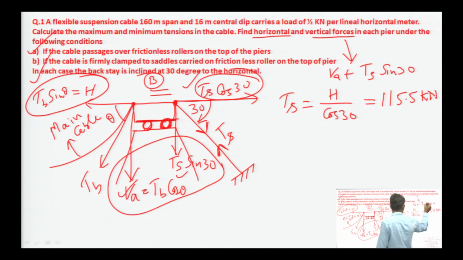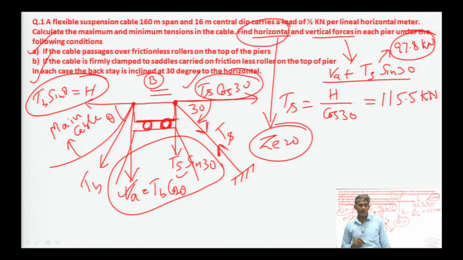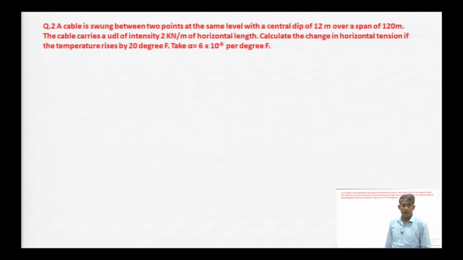So, put this value over here and you will get the value of V as 97.8 kilonewton. So, this is the vertical, and horizontal, what value will be the horizontal? Horizontal value will be 0 in case of saddle type of arrangement. These were the different forces acting on the tower at the top of the cable.